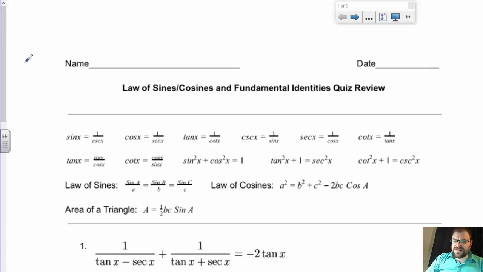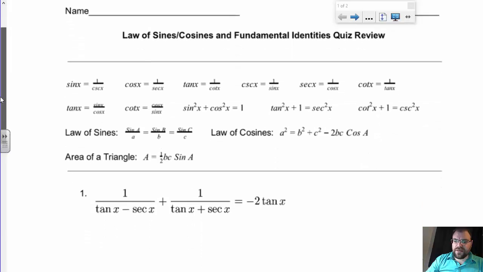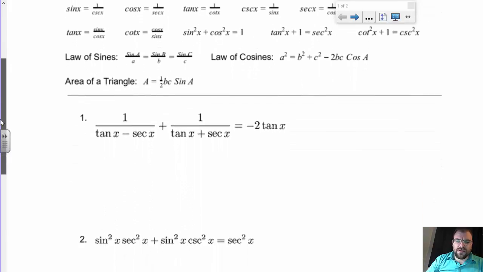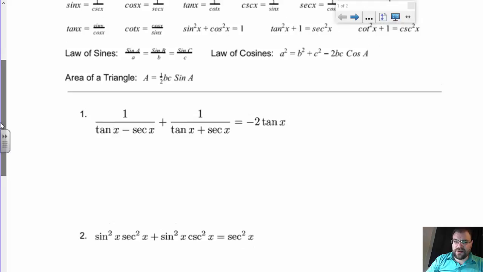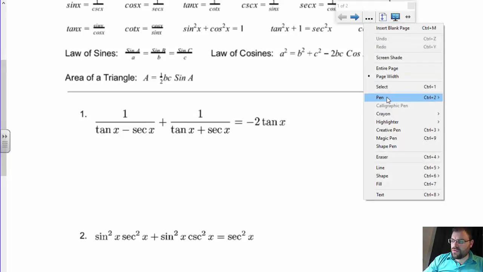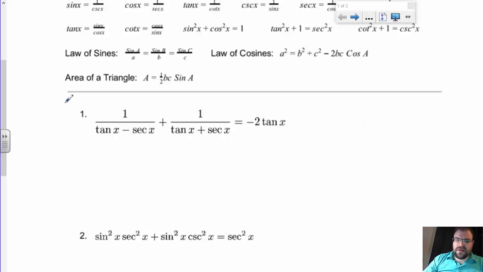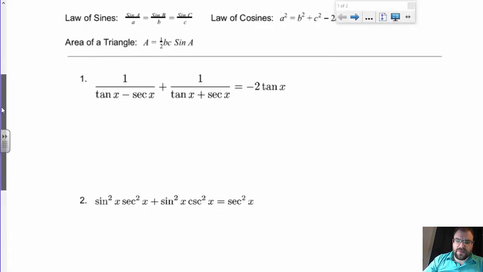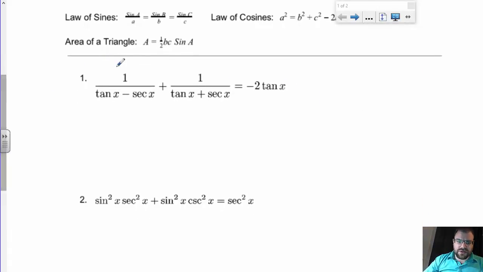Okay, we're going to work on your law of sines, law of cosines, and fundamental identities quiz review that I gave you today in class. I went over most of these problems in class, but just in case you missed something or you want to see something worked out again, this is a good idea to watch. That's pretty much what you're doing if you are watching this. You're trying to get a better idea of what's happening here. So I'm going to go over these questions here.